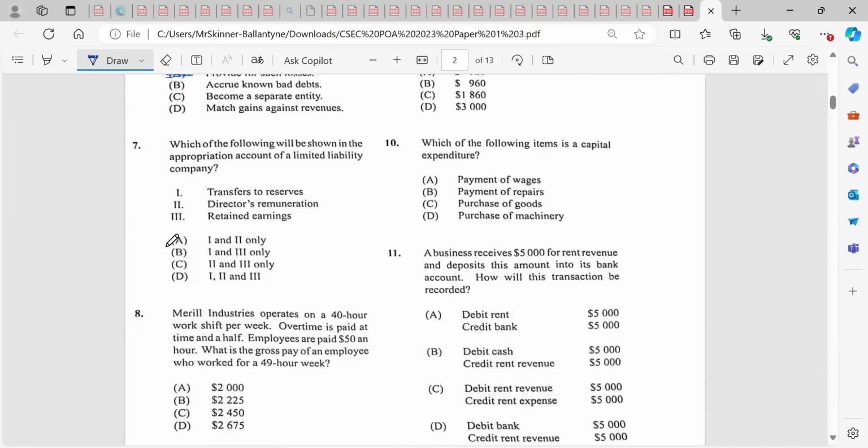Number 7. Which of the following will be shown in the appropriation account of a limited liability company? Is it 1 and 3? You transfer to reserves and you return it, so that's in there. Director's remuneration will just be an expense. So it's 1 and 3, which is B. Director's remuneration is in which account, sir? Think of remuneration as a big word for salary.